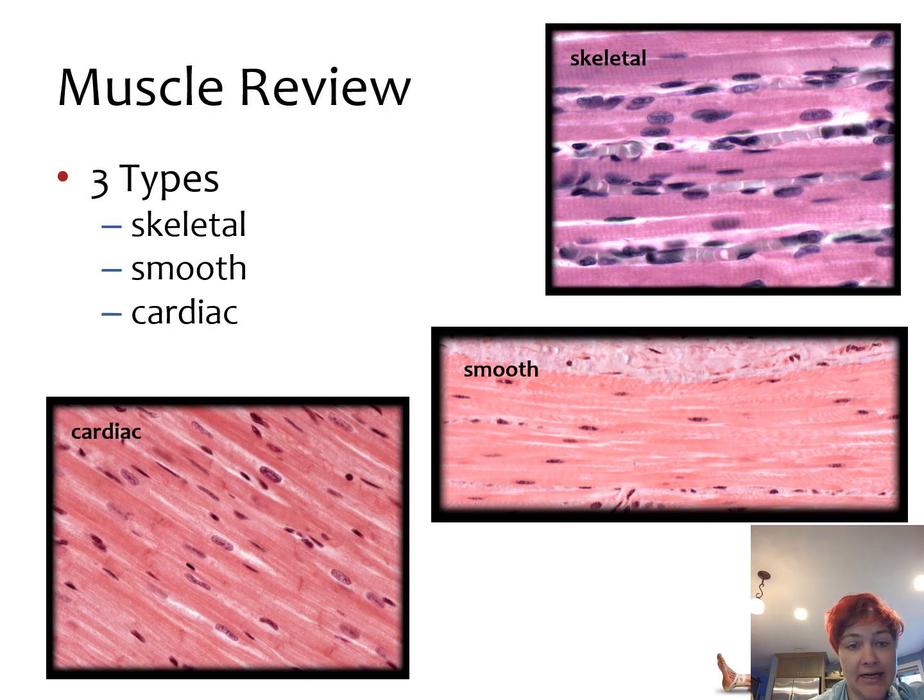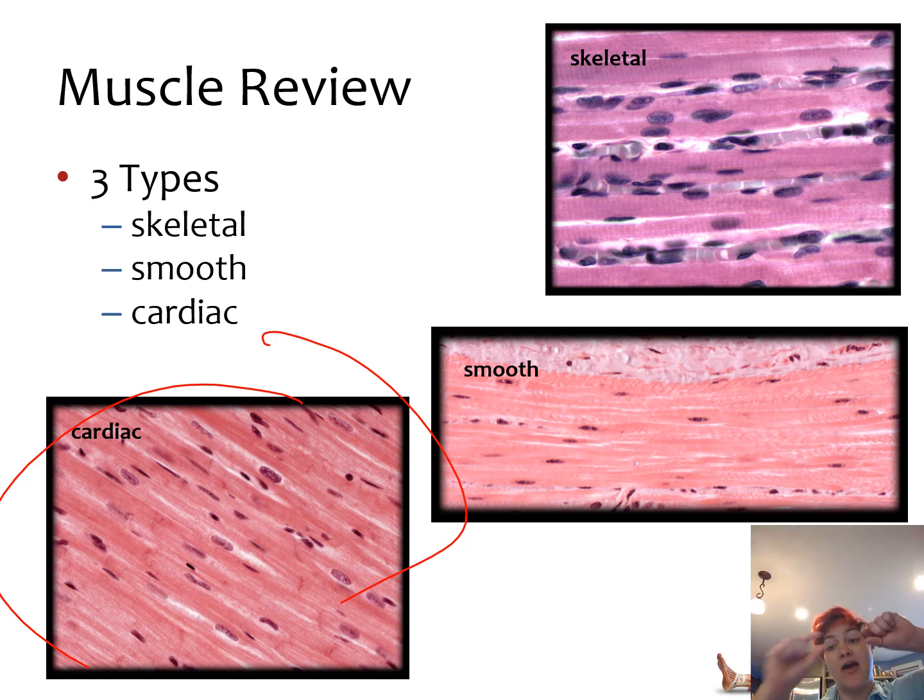The last one that we're going to talk about right here is cardiac. Cardiac muscle cells can be binucleated, but they tend to be mononucleated, meaning they have only one nucleus rather than two. One thing I forgot to mention about the skeletal is that it's multinucleated. These fibers run as long as the muscle does. They're highly nucleated.